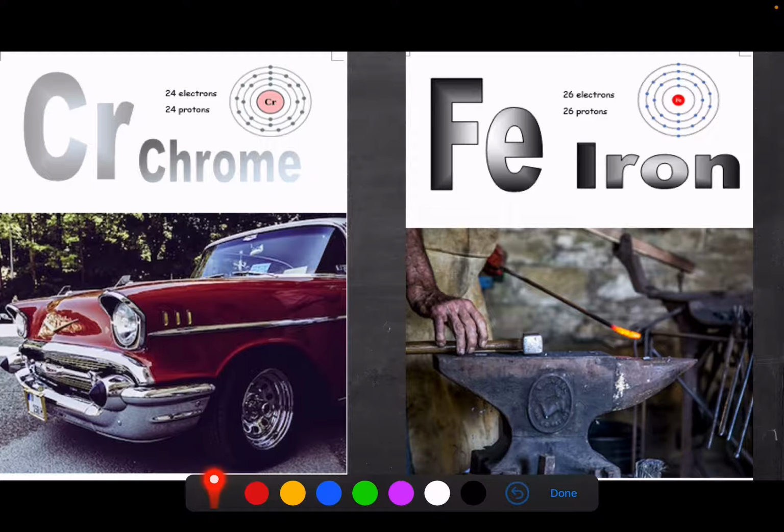Iron. Iron is a very useful metal. In fact, a lot of alloys, which are mixtures of metals with other metals or non-metals, are made with iron. Steel, for example, is one of the most used metals in the world, and 98% of it is iron. Of course, iron is ferromagnetic, so it's attracted to magnetic fields.